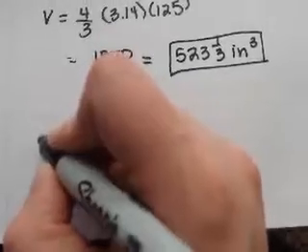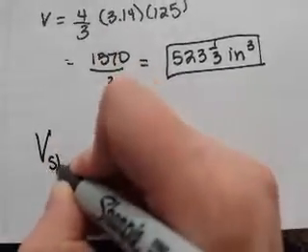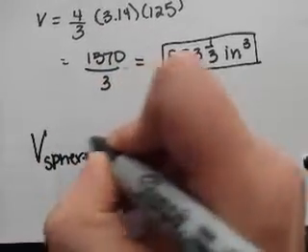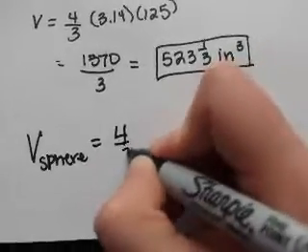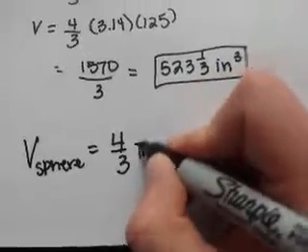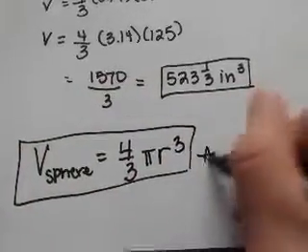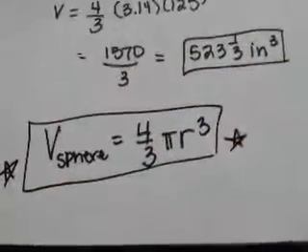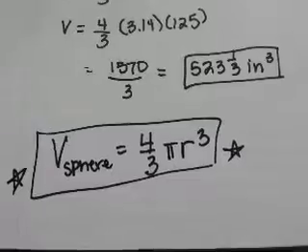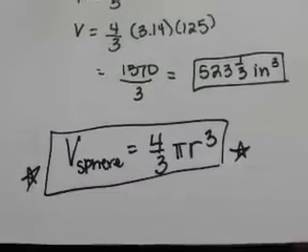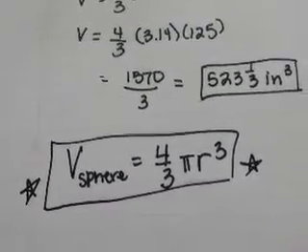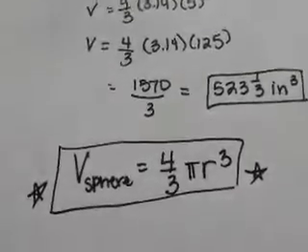So to recap, the formula for the volume of a sphere is 4/3 pi r cubed. All right, now you're going to try some practice problems to practice finding the volume of the sphere. Good luck.